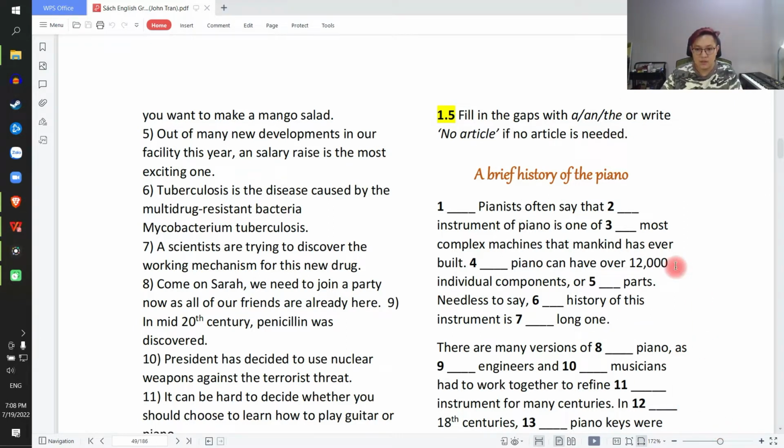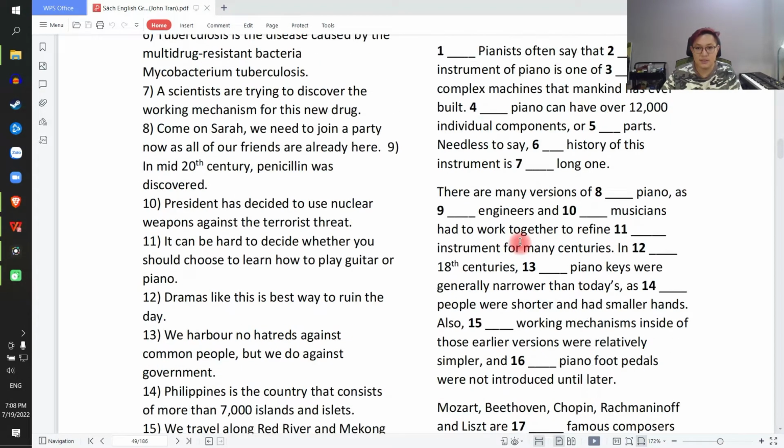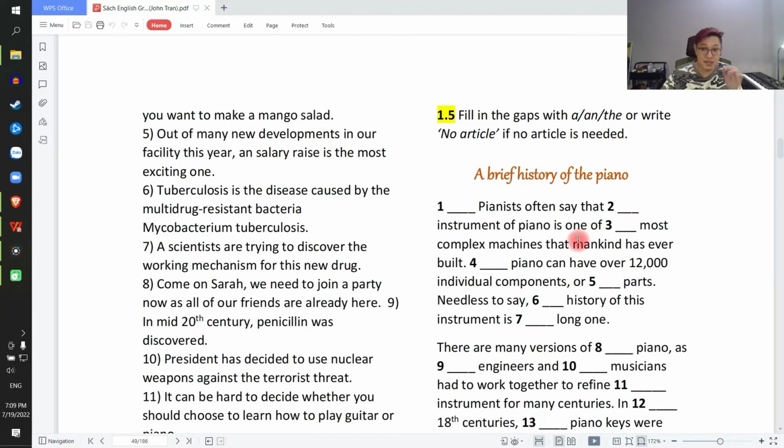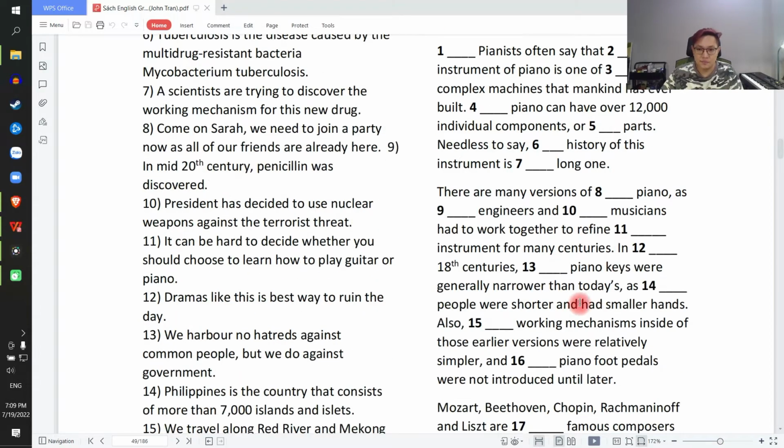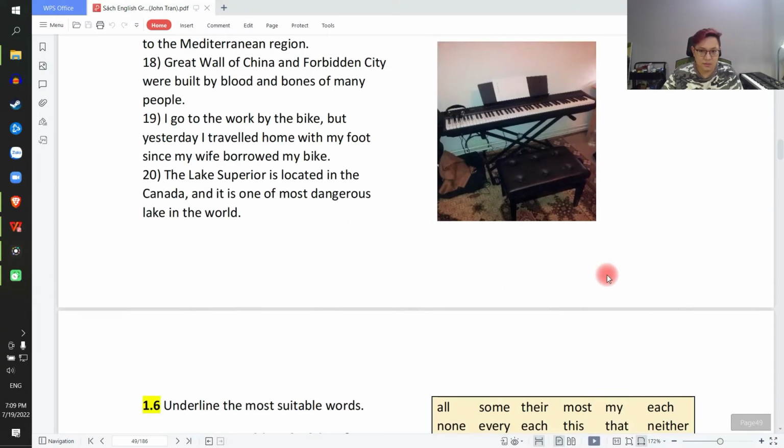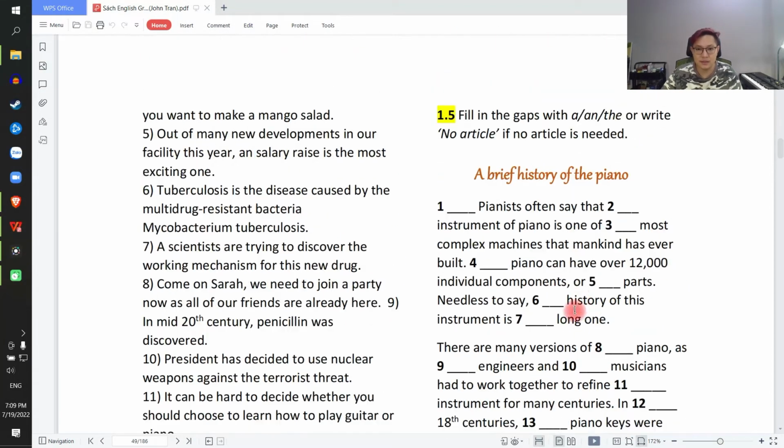Okay, so this is basically an exercise. It talks about a brief history of the piano. Cái bài này nó nói về cái lịch sử ngắn gọn của cái đàn piano. So just do this one and then, well, I'll explain now, I think.